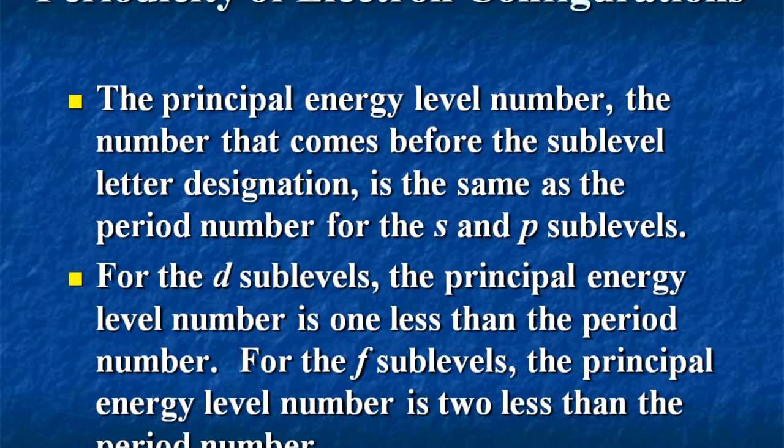So for the D sublevel, the principal energy level is 1 less than the period number. We will see when we do an example what I mean by that. When we come to the 4th period, that is where you will first see the D level start, but it won't be 4D, it will be 3D. Whatever the period number, minus 1 will give you the number which comes before D. For F, it will be period number minus 2. So when you come to the 6th period, that is when you first encounter the F level, but that will be 4F. Okay, 6 minus 2, 4F.